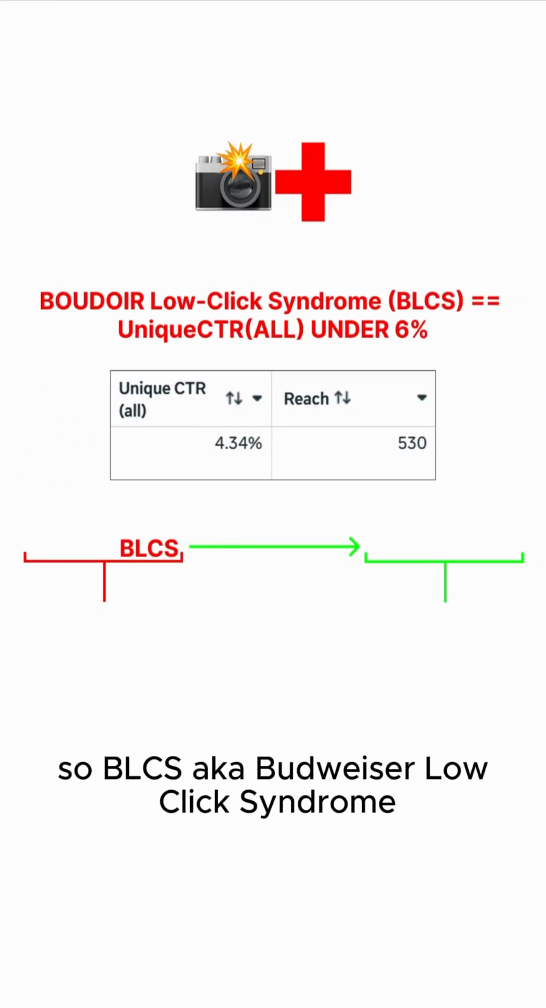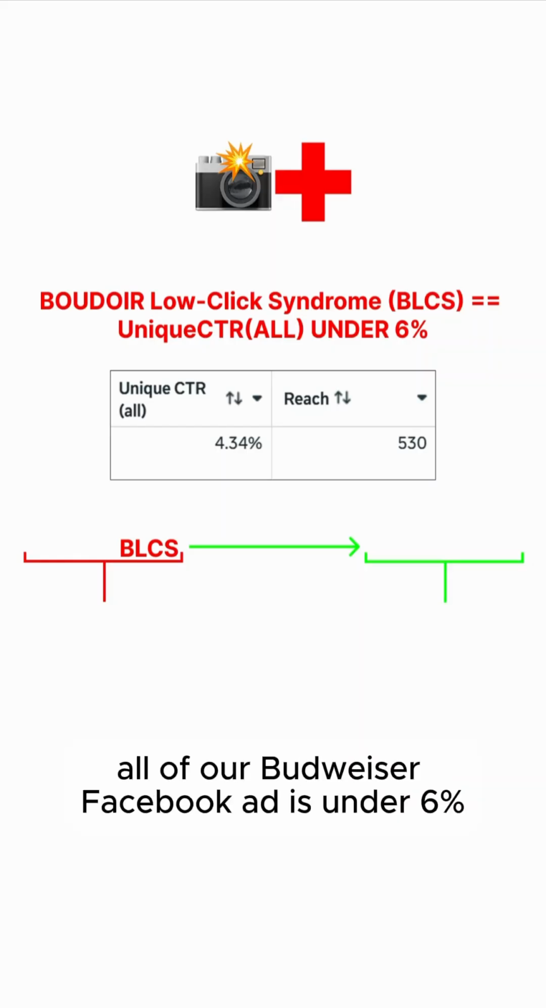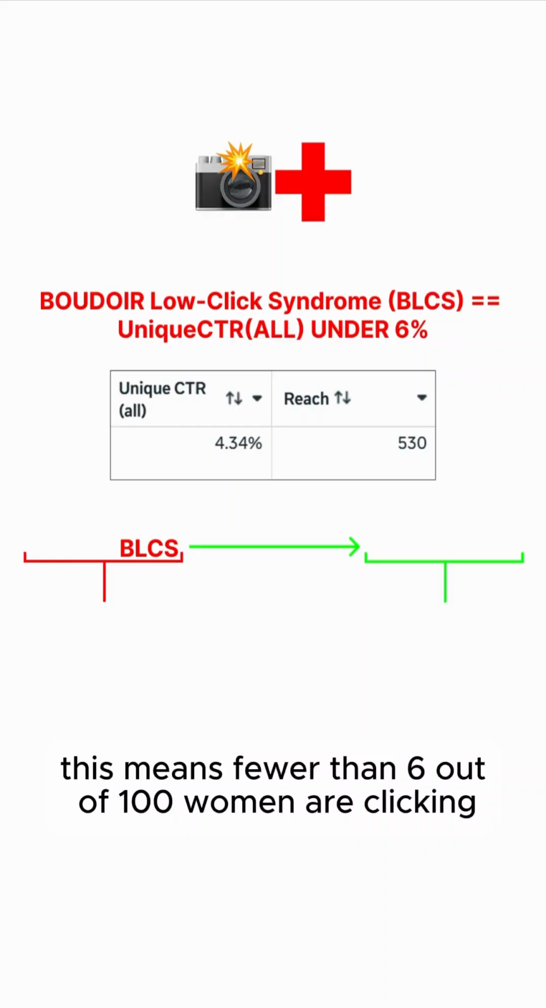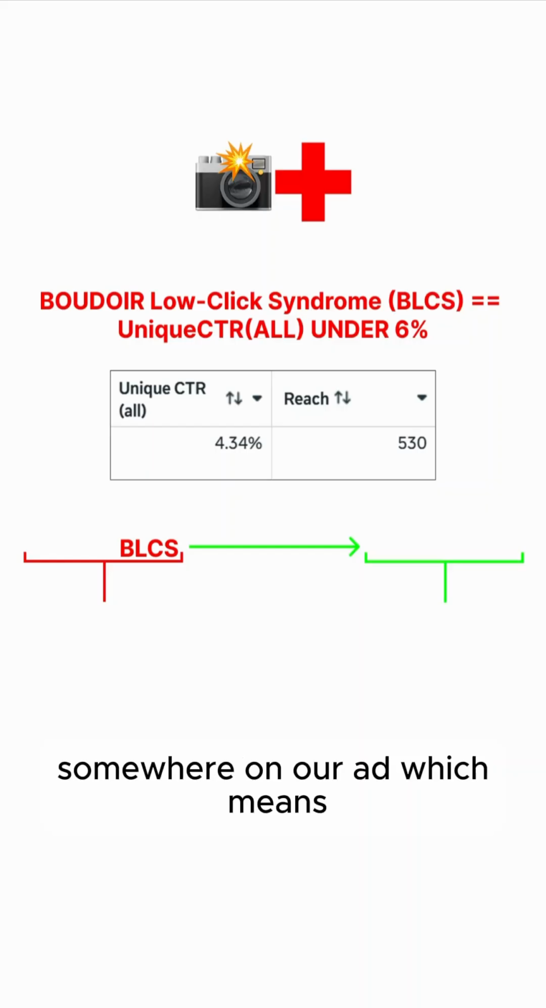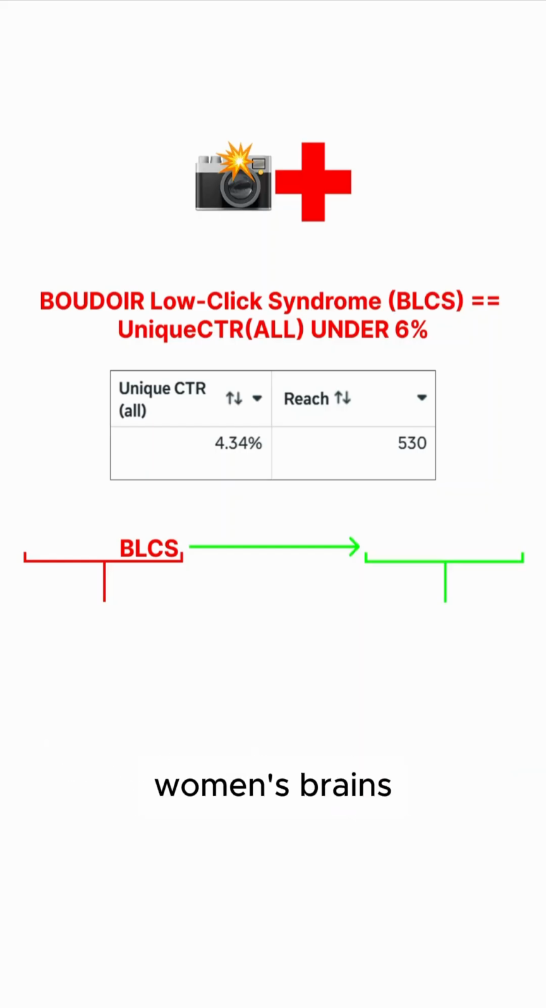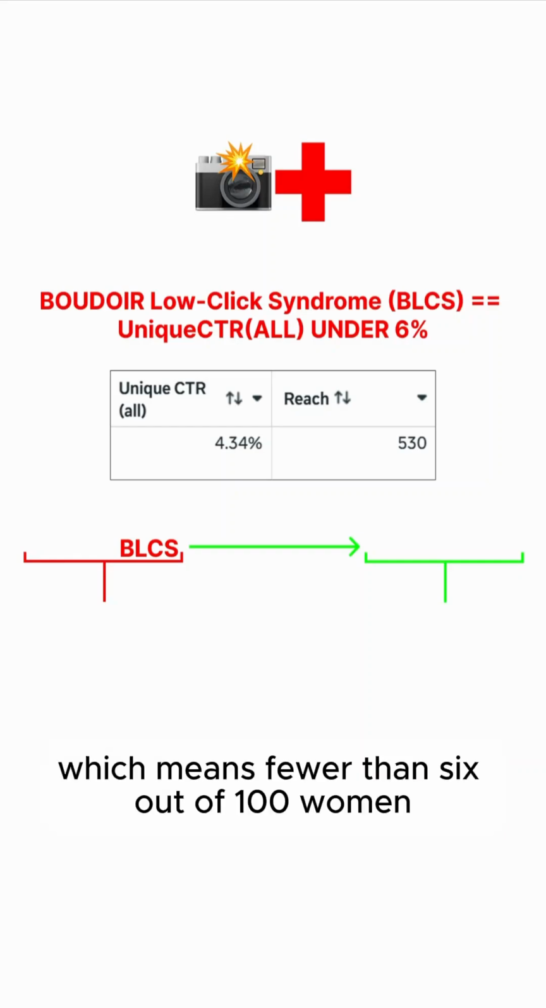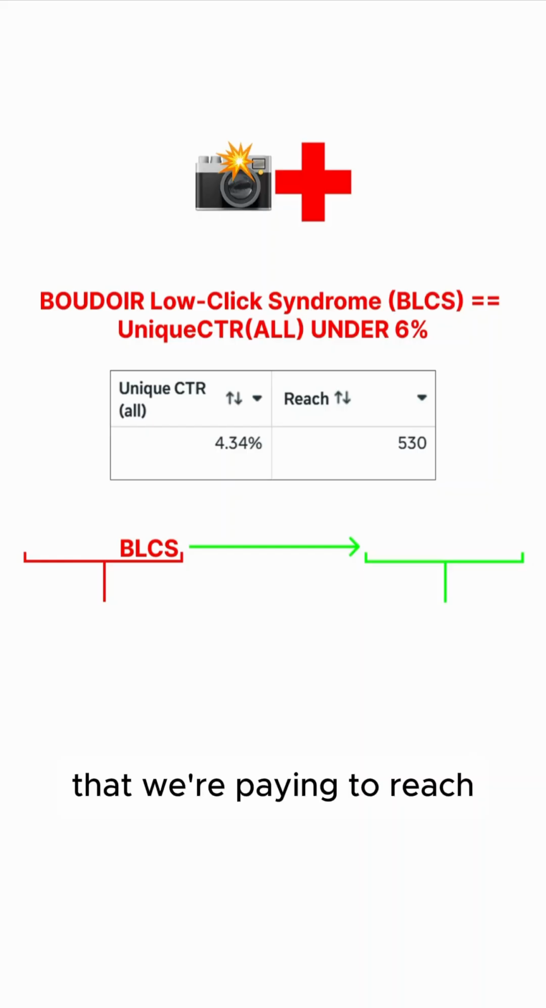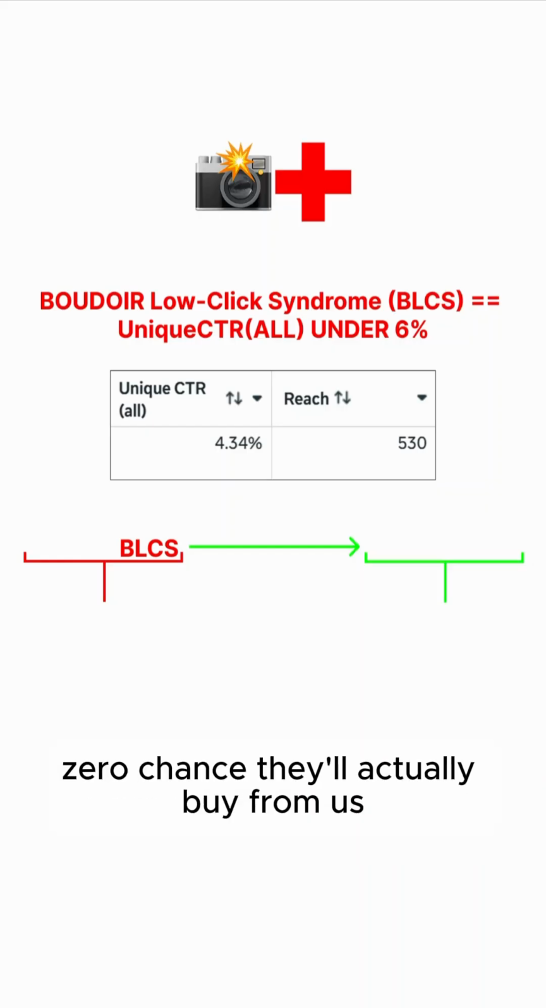So, BLCS, aka Boudoir low click syndrome, is when the unique CTR of our Boudoir Facebook ad is under 6%. This means fewer than 6 out of 100 women are clicking somewhere on our ad, which means our ad is getting into fewer than 6 out of 100 women's brains, which means fewer than 6 out of 100 women that we're paying to reach have a non-zero chance they'll actually buy from us.